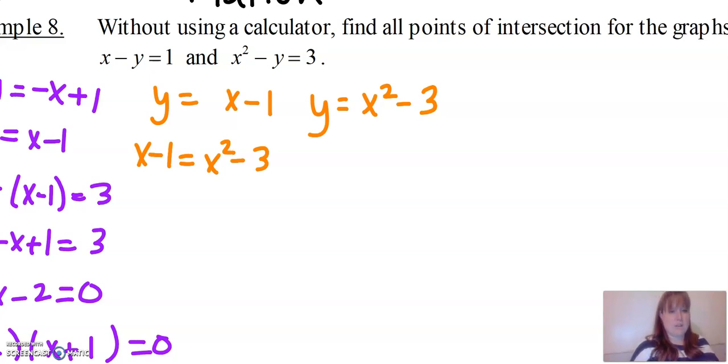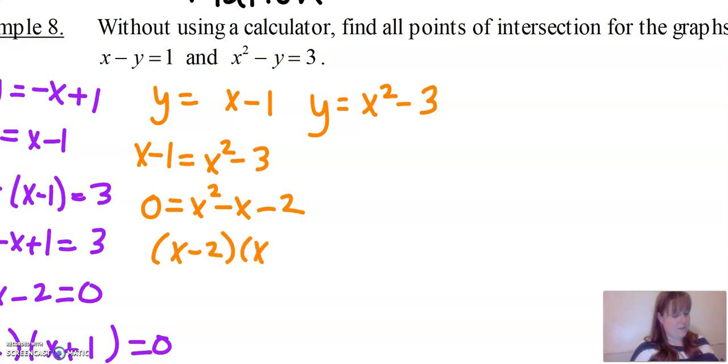So again, we have a quadratic. We need to solve it by getting everything on one side and set it equal to 0. So we're going to have 0 equals x squared minus x. I add 1 to both sides, so I have minus 2. I end up with x minus 2, x plus 1.